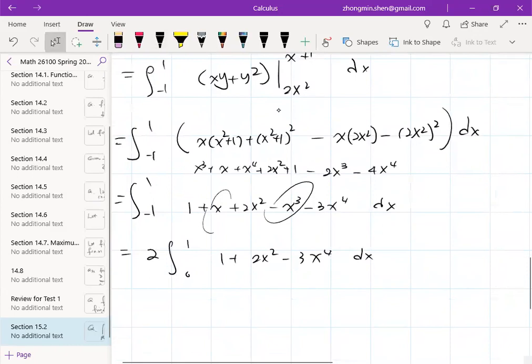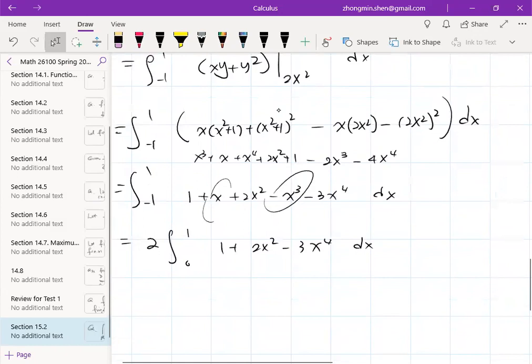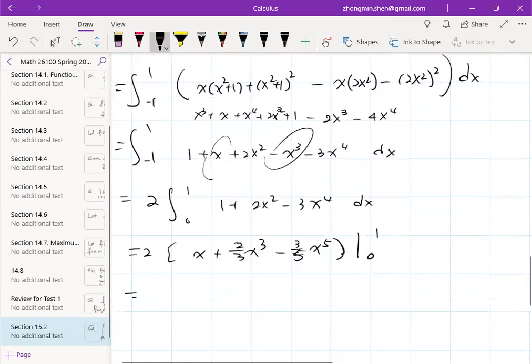You don't need to evaluate the antiderivative at -1. For our even function, you just double the integral from 0 to 1. So now you have an antiderivative: 2 over 3 x cubed minus 3 over 5 x to the 5th, from 0 to 1. Then all you have to do is just plug in 1. Then you simplify.